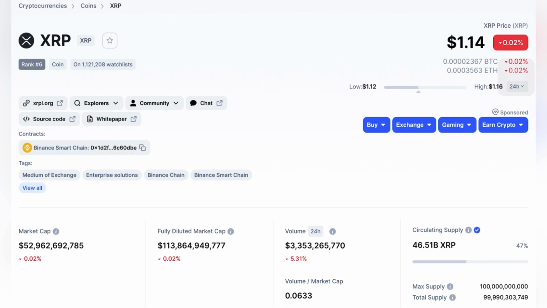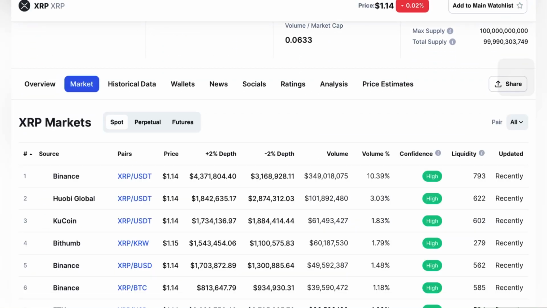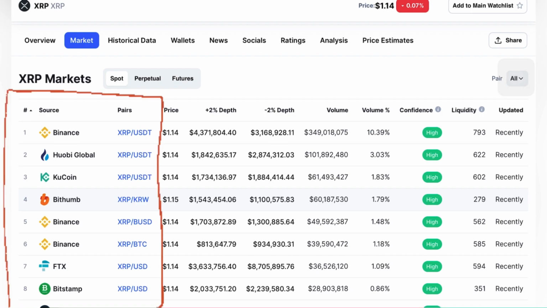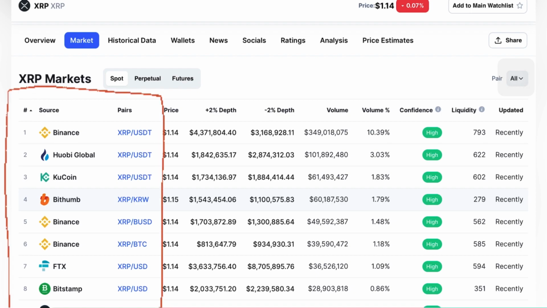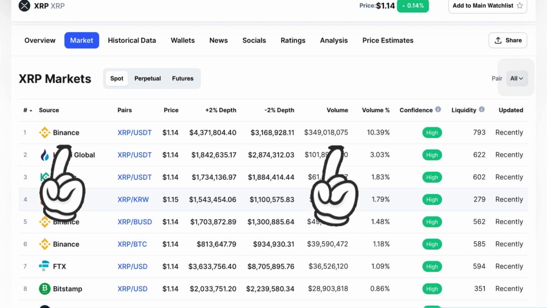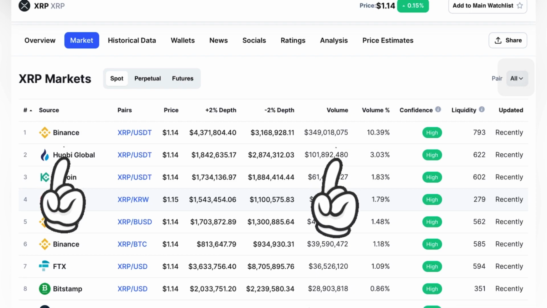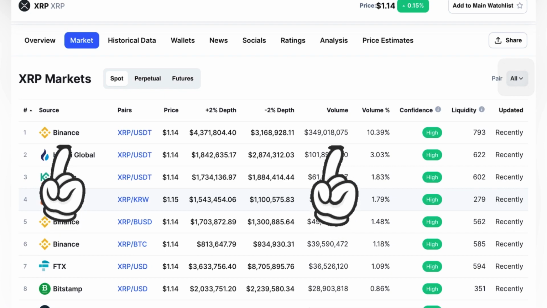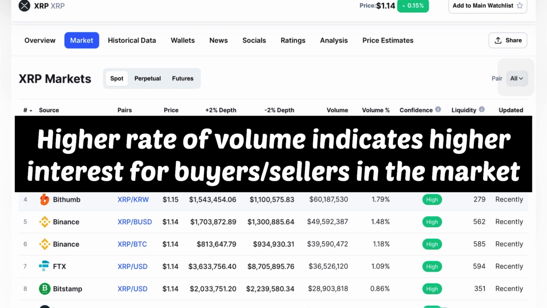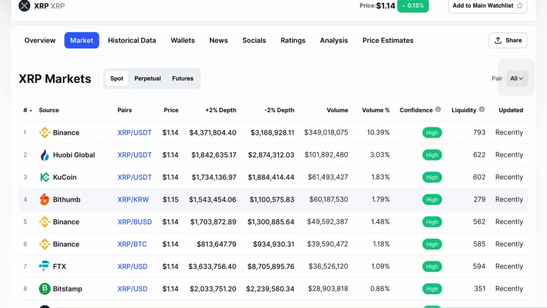Okay? Now, if you scroll down here and go to the market, here you can see kung saan exchanges and pairs siya available i-trade. And here on the volume, you can see where it is mostly traded. So Binance has the highest rate of trades for XRP on the XRP USDT pair. Technically, higher rate of volume indicates higher interest for buyers and sellers in the market.